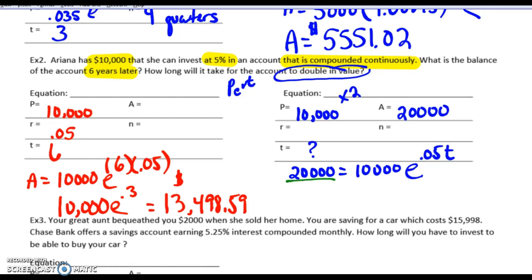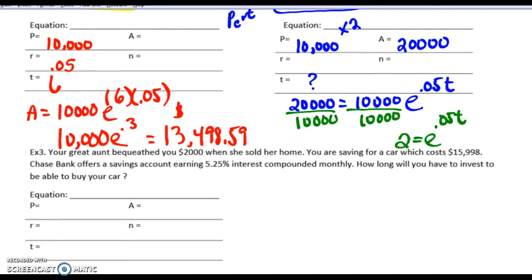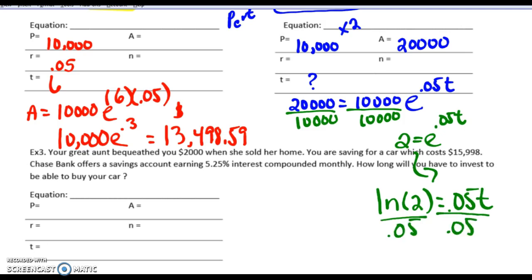Okay, so divide each side by 10,000. We want to get e by itself. So I get 2 is equal to e to the 0.05t. Okay, so we all know how to convert exponentials, so this is pretty easy. I'm going to write this as the natural log of 2 is equal to 0.05t, and the natural log of 2 is going to give me some number, and I'm going to divide that number by 0.05. So my time ends up being 13.86 years. So 13.86 years for me to double in value.